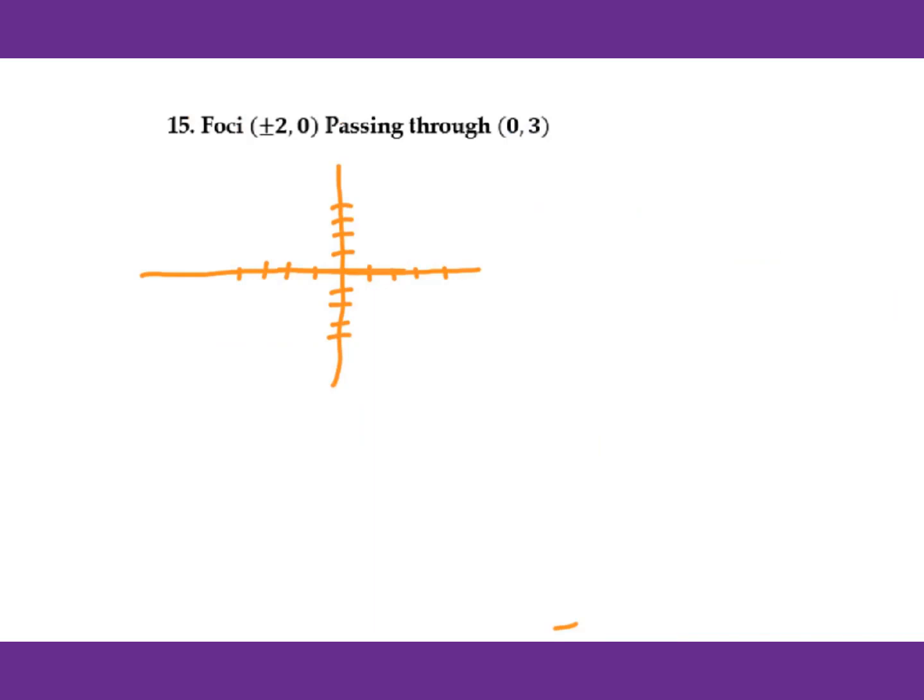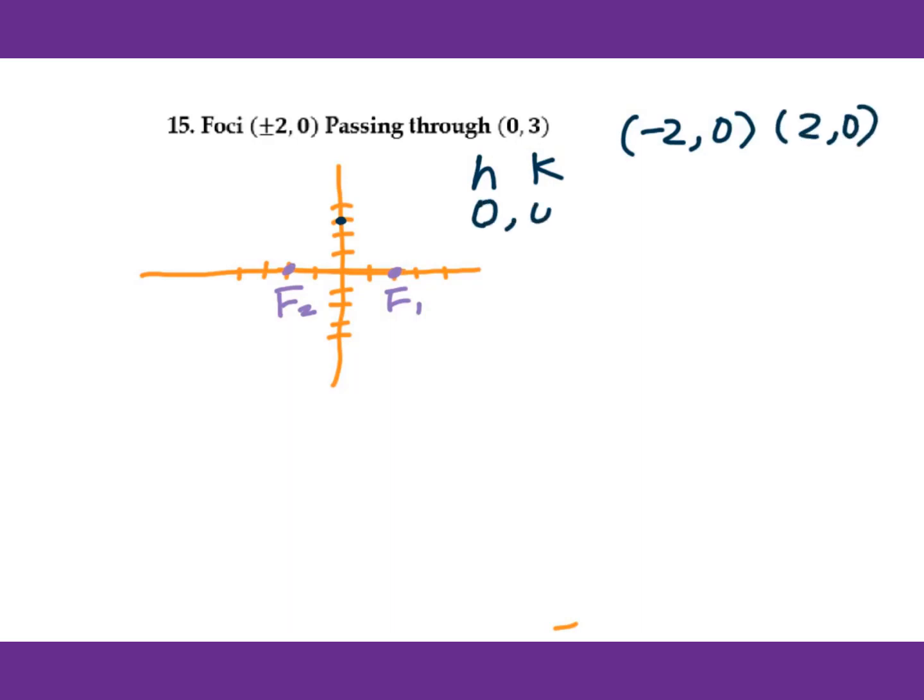For number 15, the foci are (2, 0) and (-2, 0). Label this F1, here's F2. Now, one passing point, that's (0, 3) here. We will get the center, h and k, from (-2, 0) and (2, 0). You could see that's (0, 0). Therefore, from the center to this point, this will be b. b equals 3.